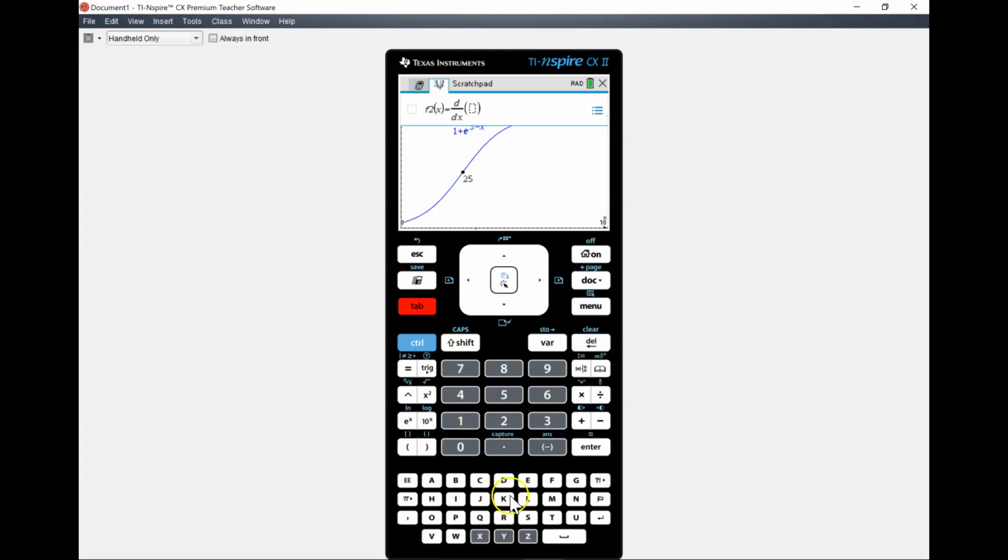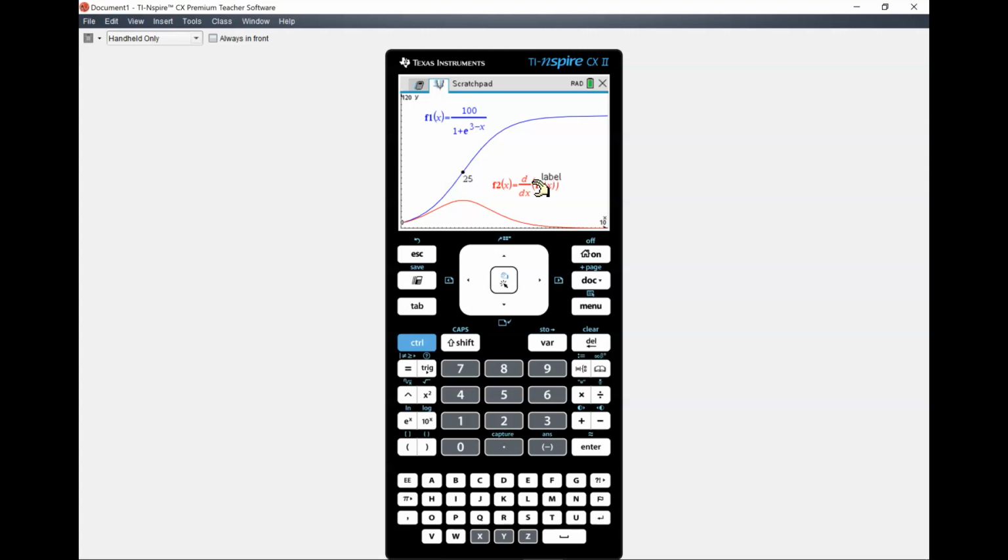So type in F1. It should bold it for you. Parentheses x. Enter. That is the derivative. Do you see how F1 is bolded? That means it's recognized, like the computer language. It recognized that string as a function. It's so cool. So now this is the derivative.